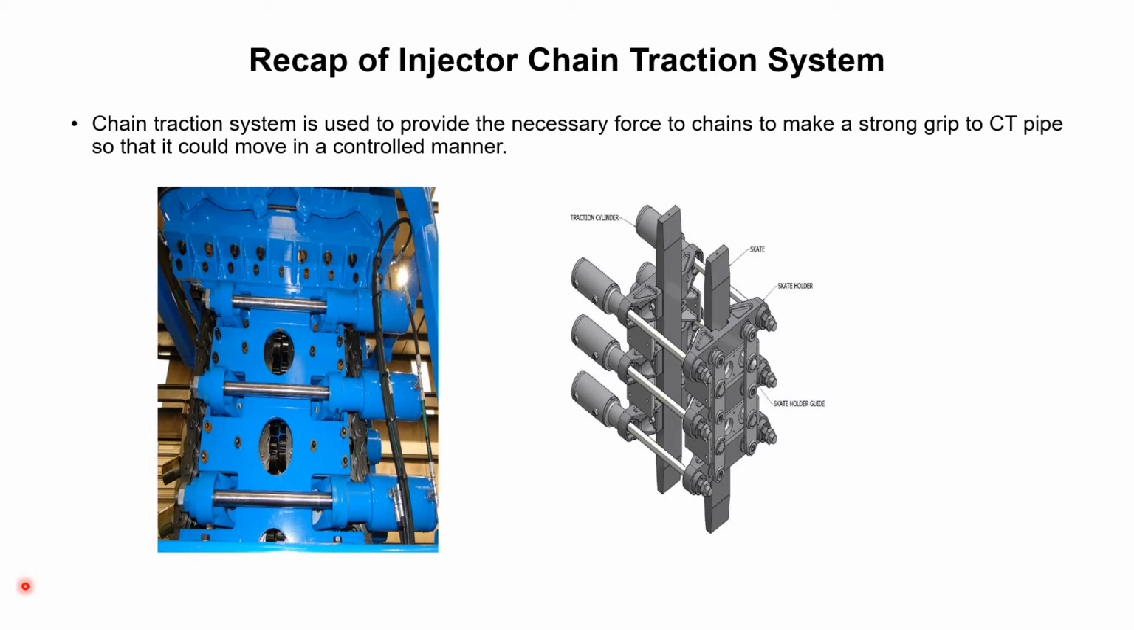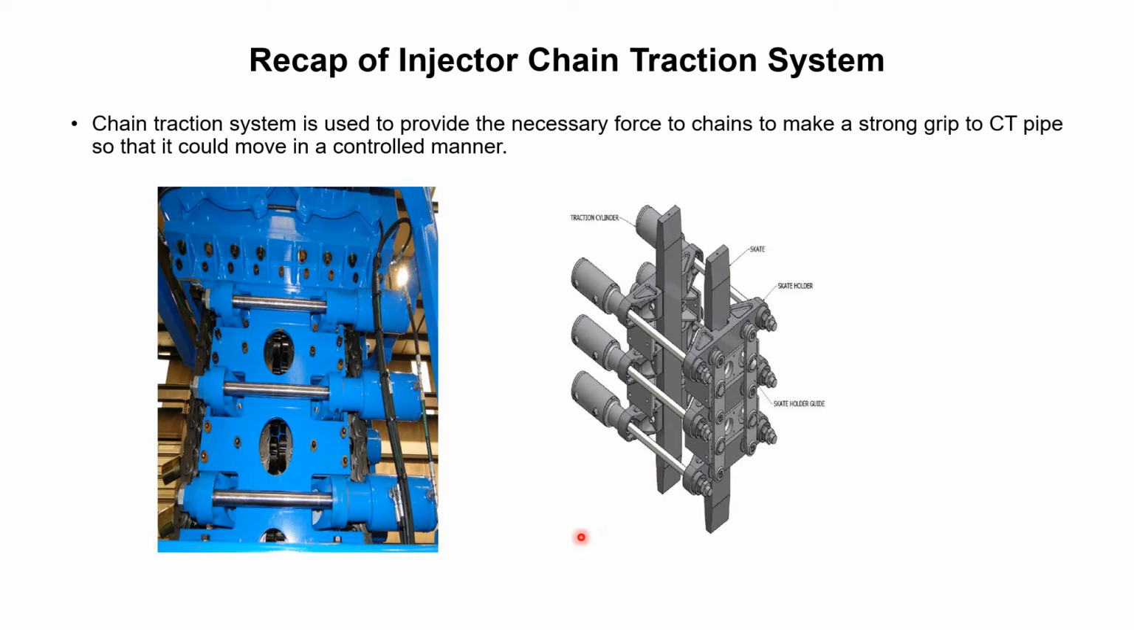The chain traction system is used to provide the necessary force to the chains to make a strong grip on the coil tubing pipe, so that we could move it in a controlled manner and avoid slippage of the coil tubing pipe from the injector head. The main components of the chain traction system include these two skate plates and three pairs of these traction cylinders. We have already discussed this system in detail in our previous tutorial.